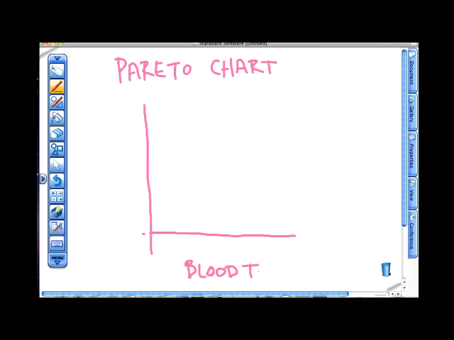I have to remember to write slowly with this stylus because otherwise it leaves little gaps. It can't catch up.